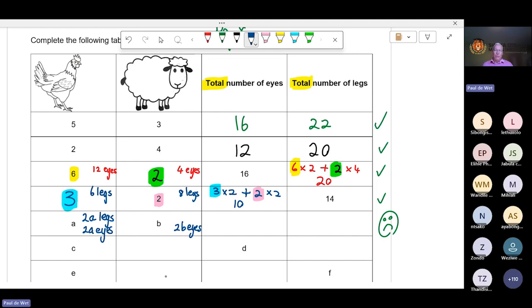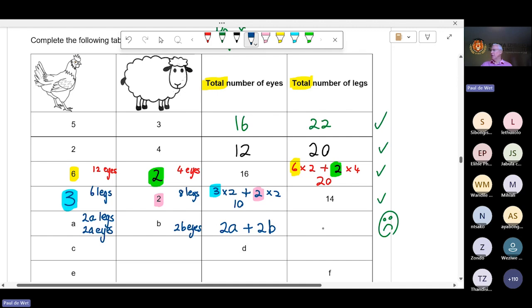Okay, now if we want the total number of I's, guys, we must add the number of I's from here to the number of I's from here. 2A plus 2B. Okay, right? What about the total number of legs?